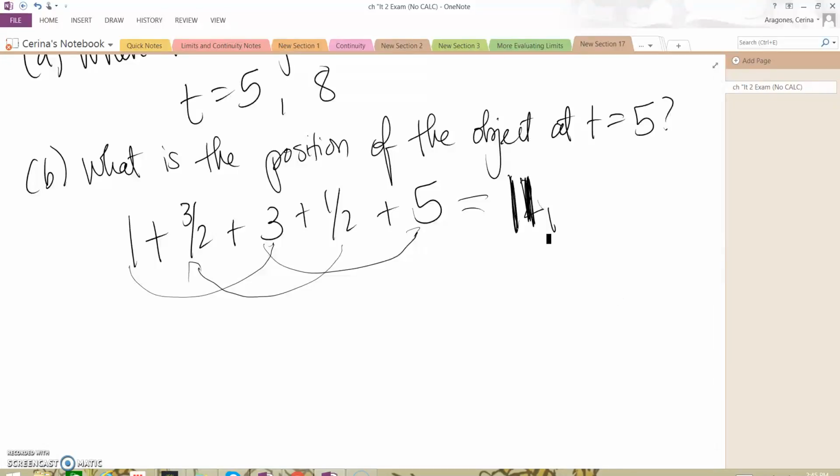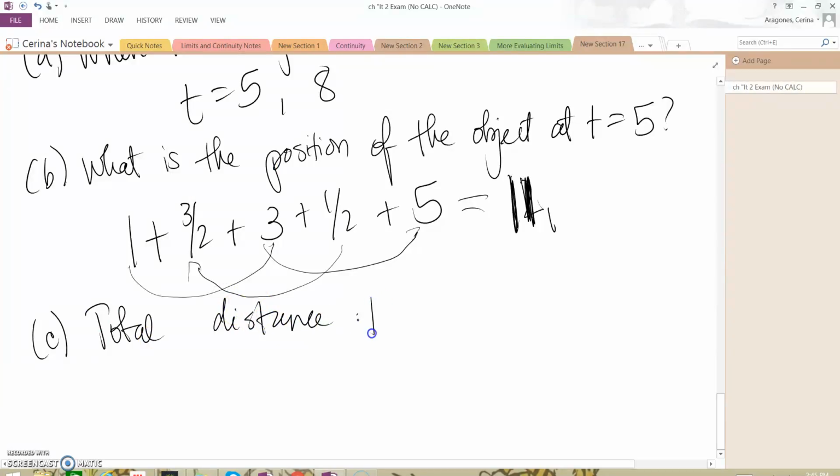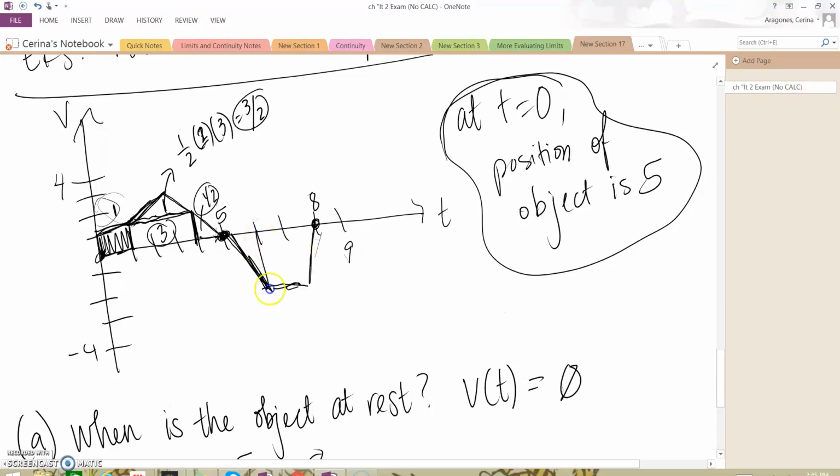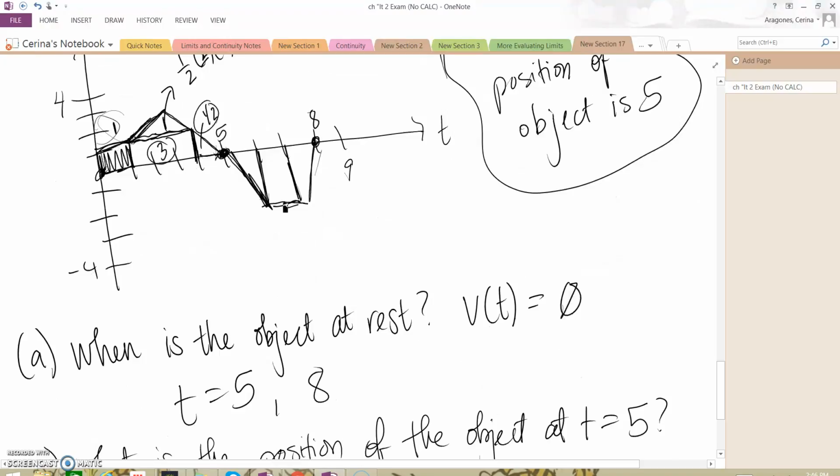Okay, the third question was the total distance traveled from 0 to 8. Okay, so you already know the distance you traveled from 0 to 5. That's just what we had to find out. But now you've got to find out the distance you traveled from 5 to 8. Again, this is area under the curve, and it's a positive area because distance is positive. Okay, so we're not taking into account your direction. We just want to know the distance.